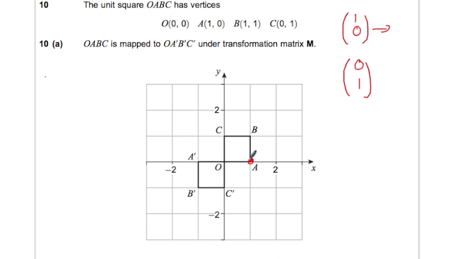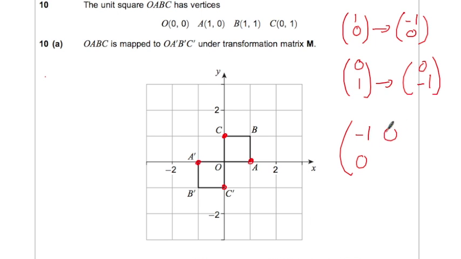Where has that gone? Well, A has gone to -1, 0. So the x coordinate is -1, the y coordinate is 0. And then let's think about where 0, 1 has gone. So 0, 1 is this point here, and that's gone to 0, minus 1. Okay, so all you have to do is mash these together. So put this one on the left and this one on the right, and by magic that gives you the matrix.